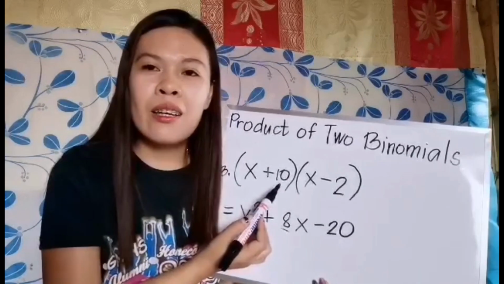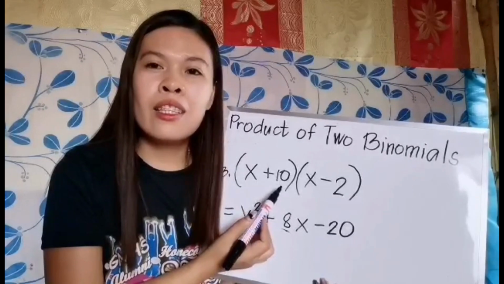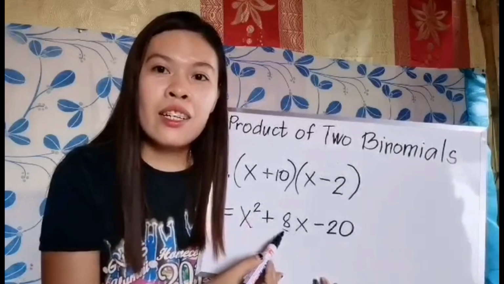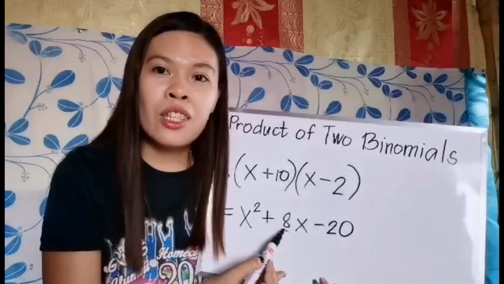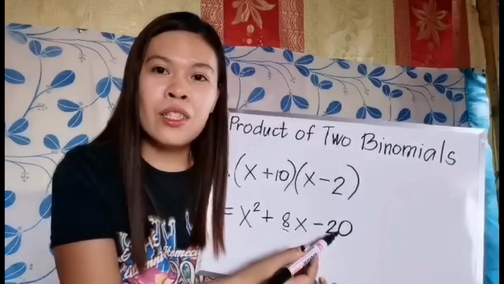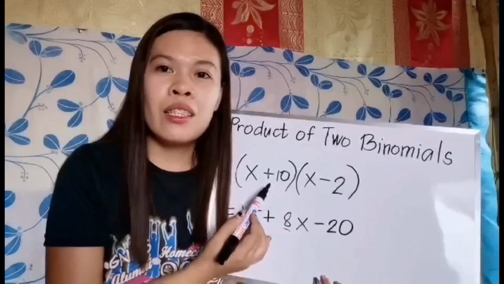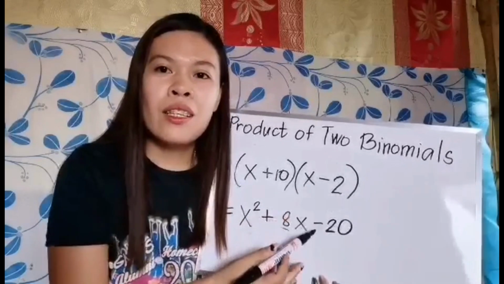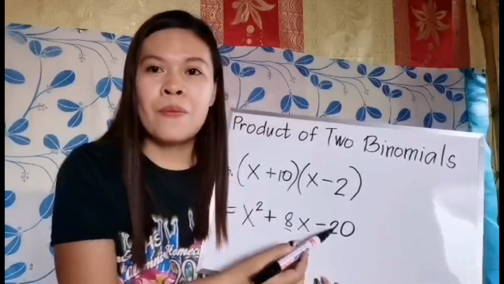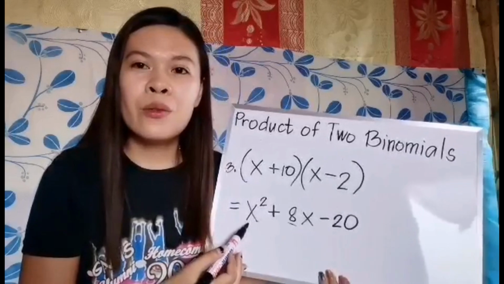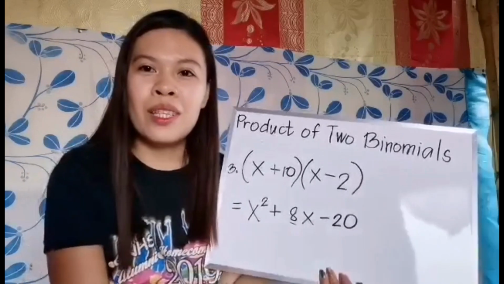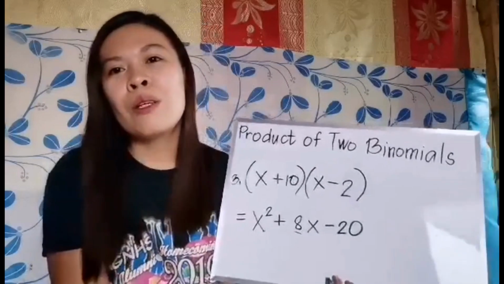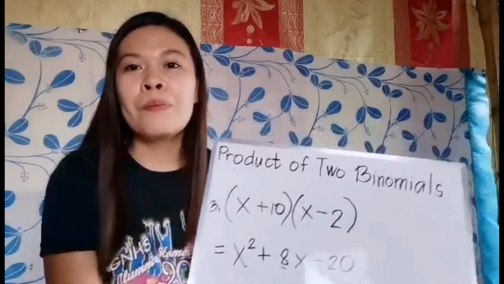For our last step, we will just get the product of our second terms again. We add it to the positive 8x, but for the third term of our answer, we get the product. So that is positive 10 times negative 2, that is negative 20. Therefore, our answer is x squared plus 8x minus 20. Okay, let's repeat first before we proceed to our last example.